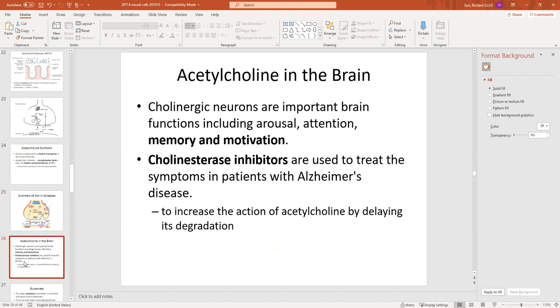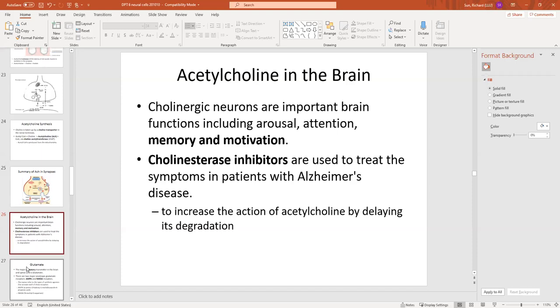It's not going to cure because we don't really target the cause of the disease. We only work to make the symptom become less severe. So that's that. All right, so that's the acetylcholine.